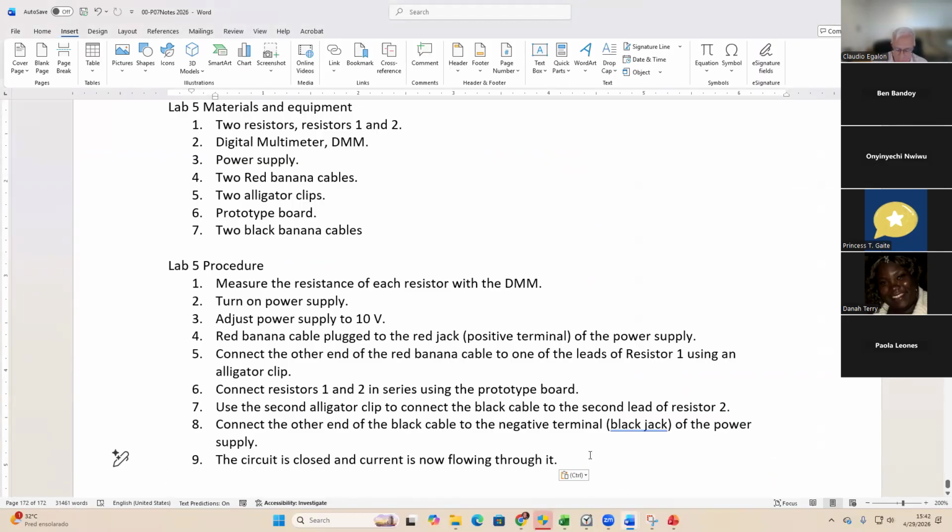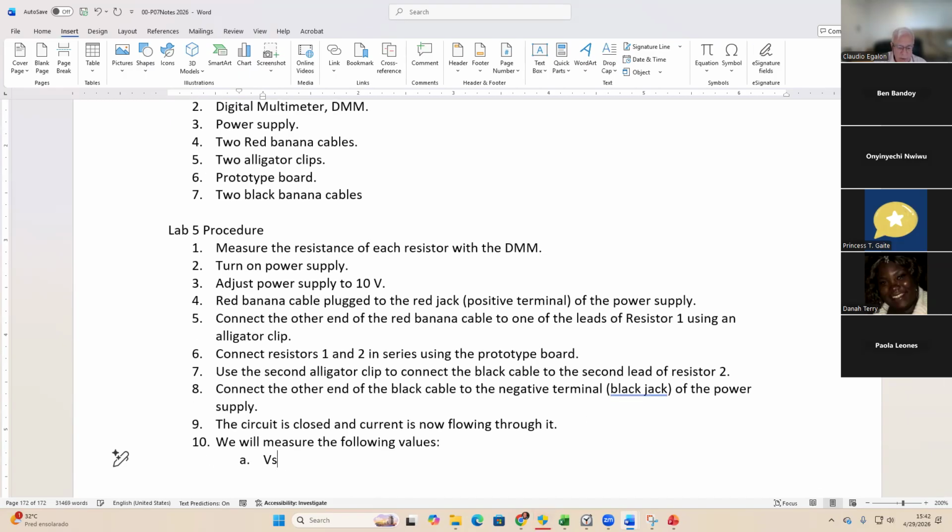Going through it, we will measure the following values. 1, V sub: the voltage indicated in the screen of the power supply, okay?